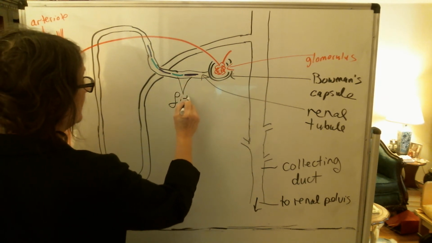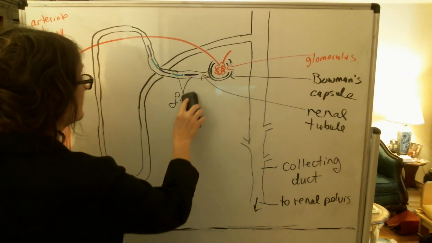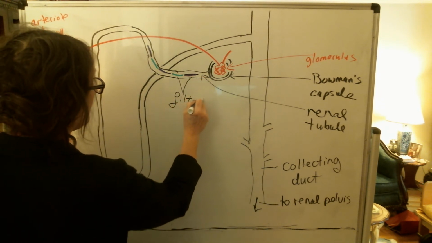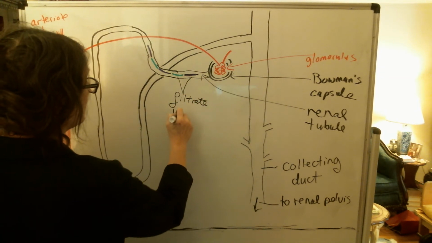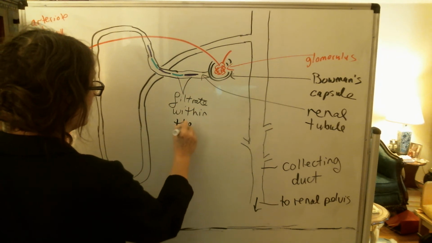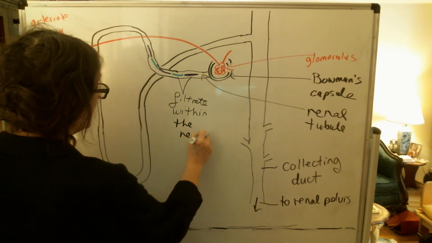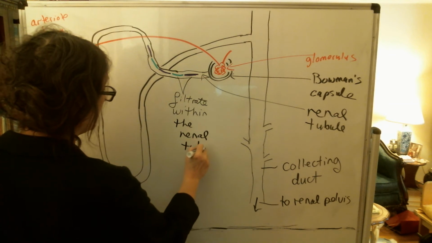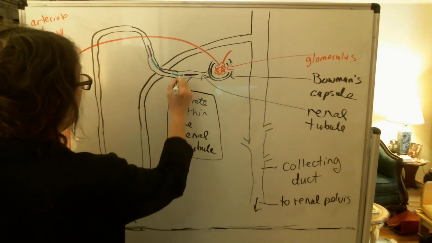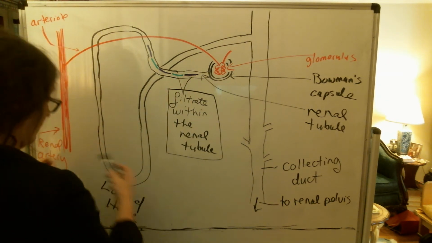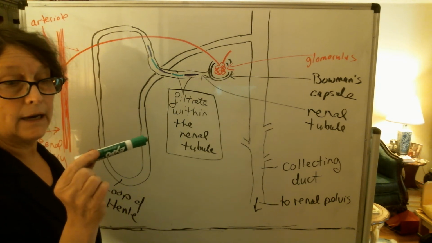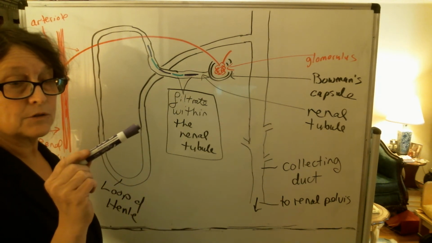All right, and I'm doing it in two different colors because the filtrate consists of, although it's all one fluid, I'm sure you understand that, here we have filtrate within the renal tubule. There. So here's this fluid. The fluid is made up of things we're trying to get rid of and things we're trying to keep.